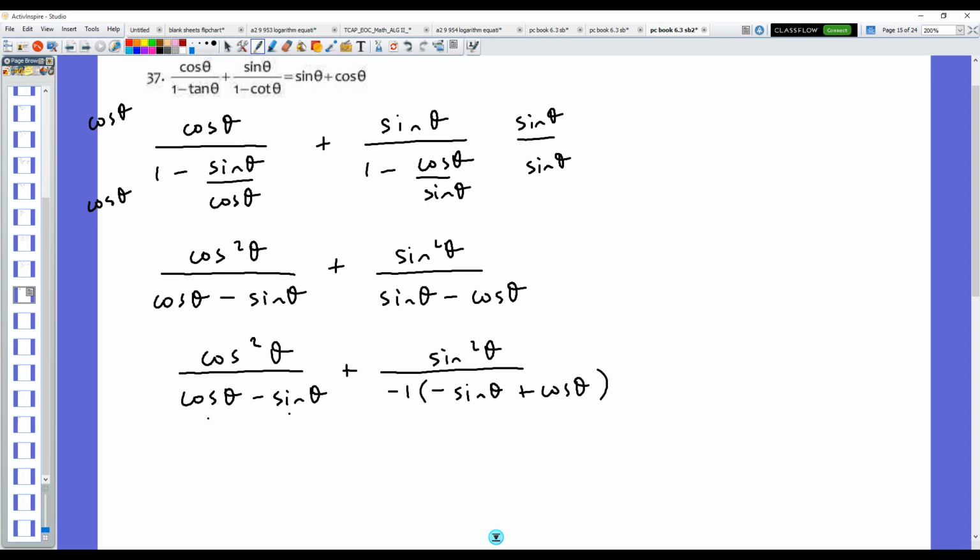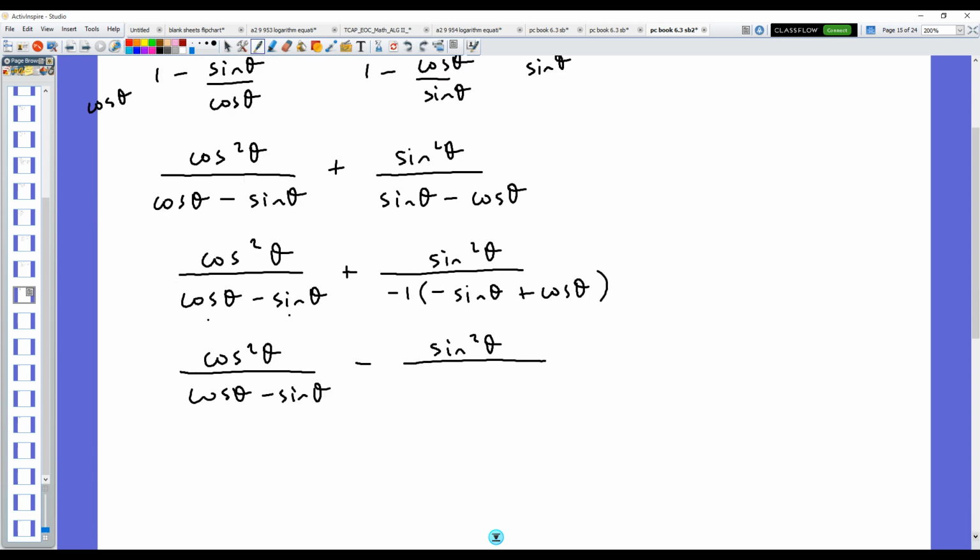Now what am I going to do with the -1? I'm going to take that -1 and change the operation in the middle from a plus to a minus sign. And I'm going to rewrite the second denominator so that it matches the first one, put the positive cosine in front and the negative sine in the back. Same denominators, so I can combine these into cosine squared minus sine squared, which is factorable.